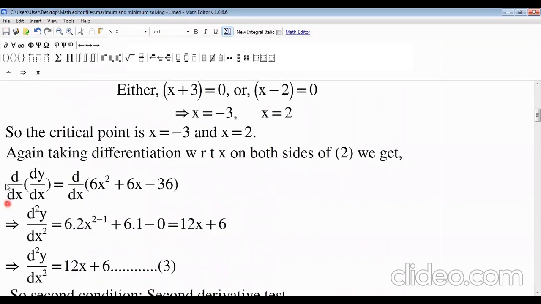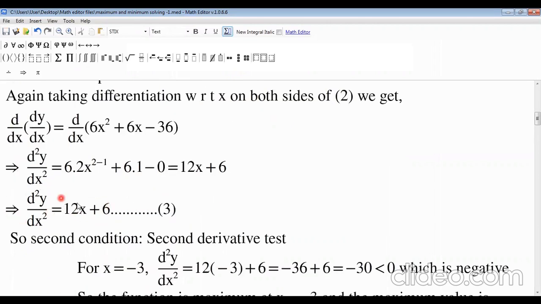So we get d/dx of dy/dx equals d/dx of the expression from equation 2. Now the second derivative will be given by 6 times 2x, that is 2 into x to the power 2 minus 1, plus 6 times the differentiation of x, which is 1, and this will be 0 because 36 is constant. So we get only 12x plus 6. So the second derivative equals 12x plus 6. This is equation number 3.